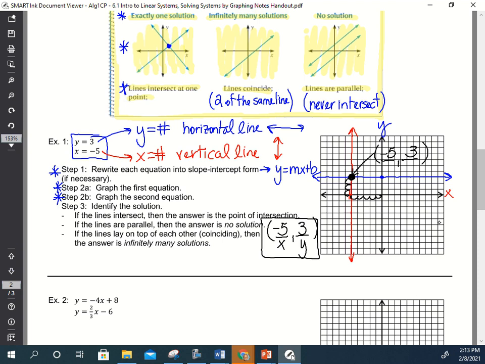Trust and believe, ladies and gentlemen. Those of you who struggle with graphing, you're going to get exposed, especially with graphing. When we get to substitution and elimination, if you can't solve an equation, you're going to get exposed.